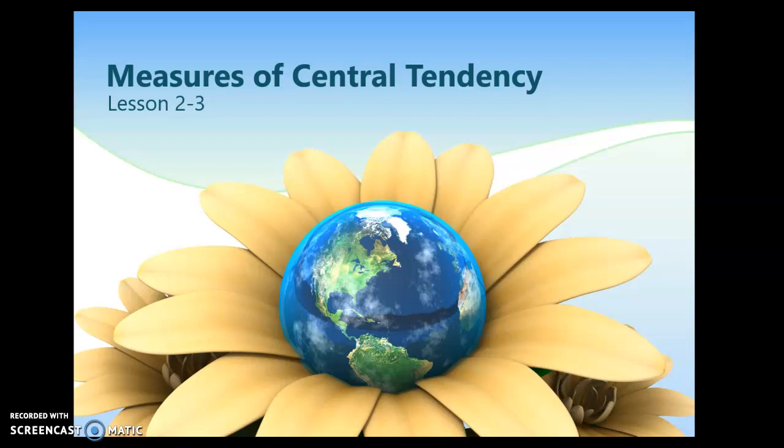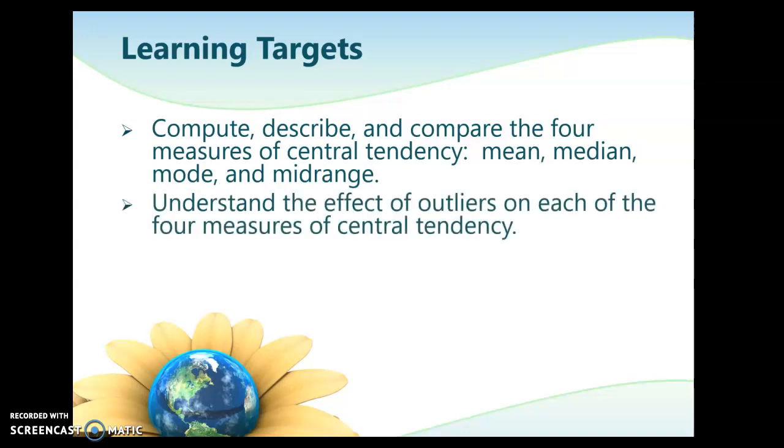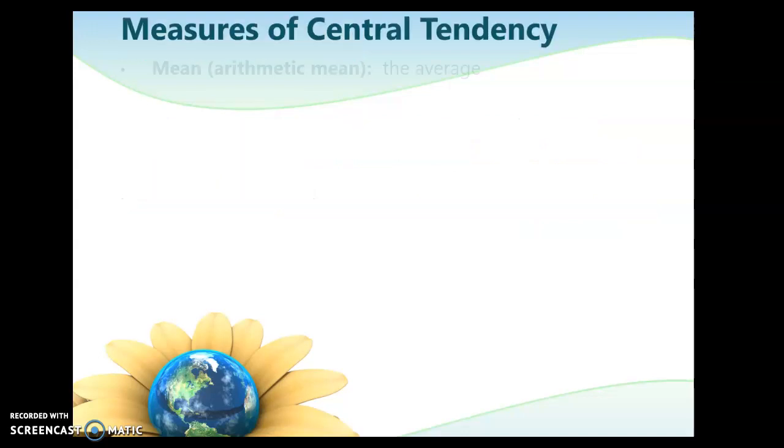So now that we know how to create the graphs for quantitative variables, we want to be able to determine some basic statistics related to quantitative variables. And our focus here in lesson 2.3 is primarily on those that deal with the center of the distribution, or measures of central tendency. So our targets here in lesson 2.3 are to be able to compute, describe, and compare the 4 measures of central tendency. They are mean, median, mode, and mid-range. We want to understand the effect that outliers have on those measures as well.